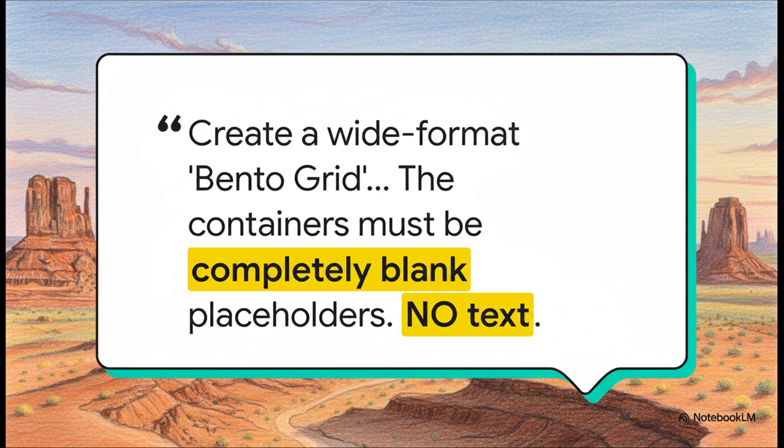Here's the exact prompt for Phase 1 in Gemini. We ask for a bento grid style, but check out the most important part, the constraint. The containers must be completely blank placeholders. Strictly no text, no icons, and no data visualizations. We're telling it we just want the frame, not a fake painting inside it.